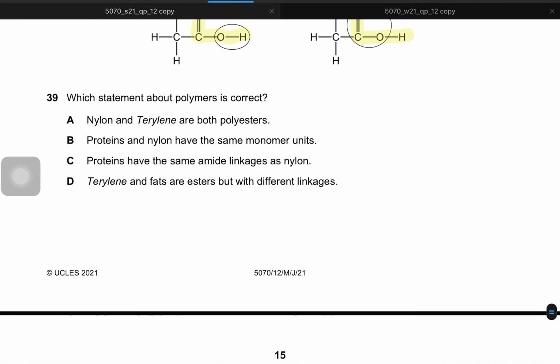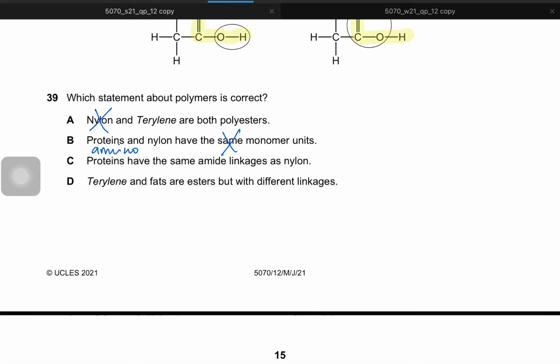Which statement about polymers is correct? Nylon and terylene are both polyesters. No, sorry. Nylon is not a polyester. Proteins and nylon have the same monomer units. No, sorry. Proteins have amino acids. Nylon has a different monomer.